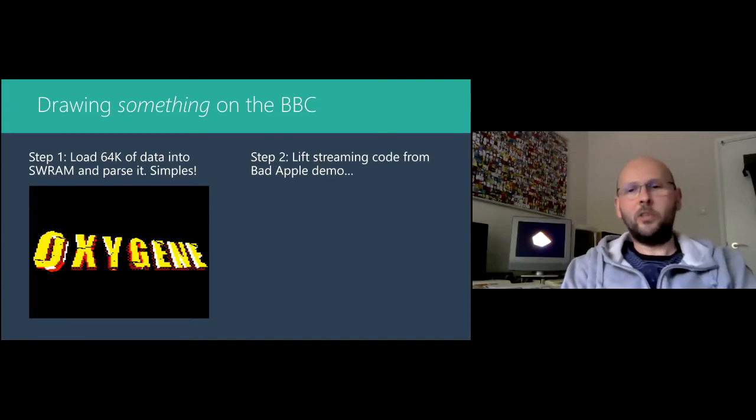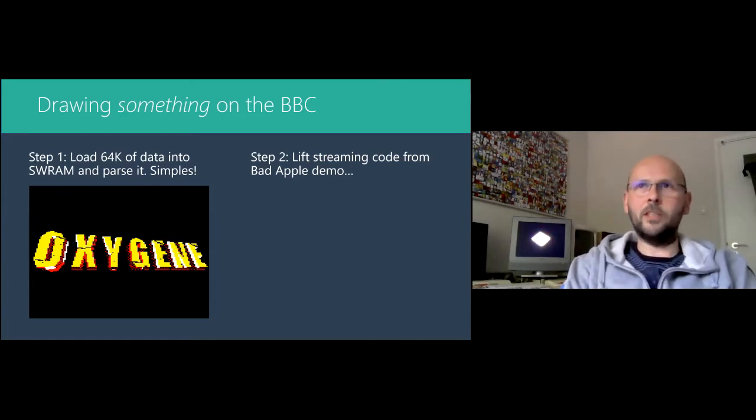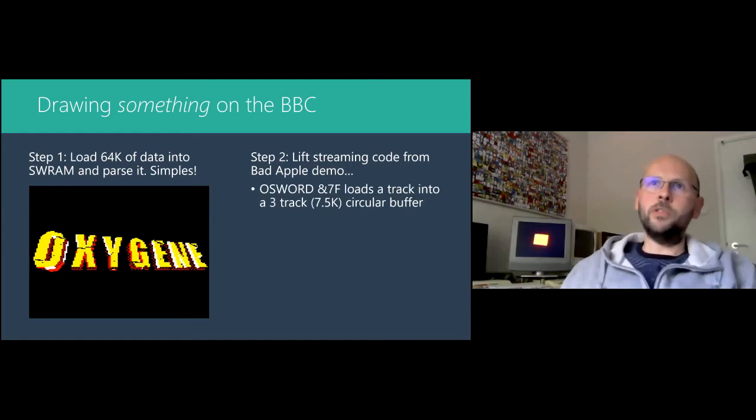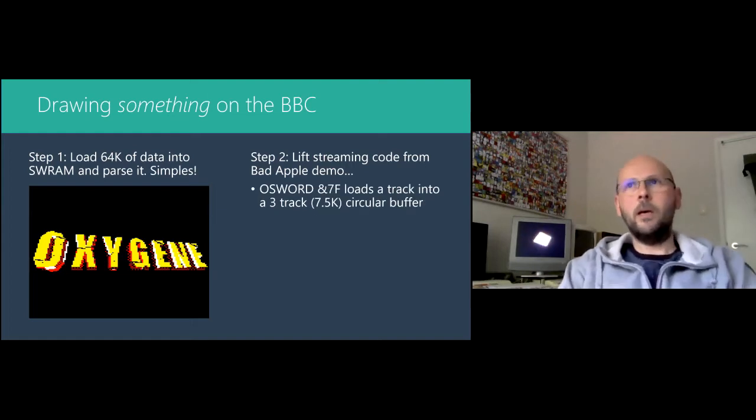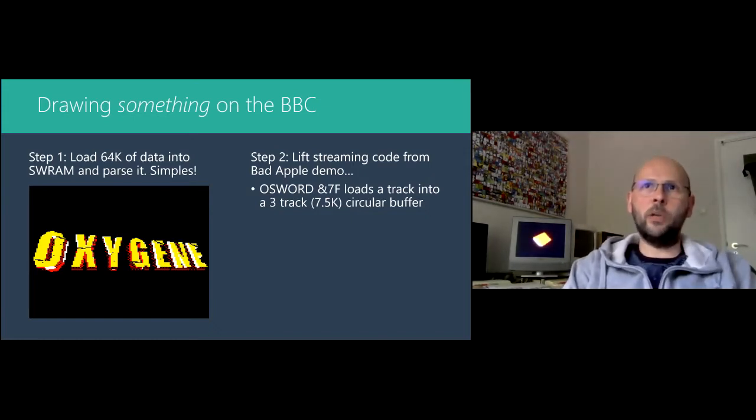So we need to stream the data. Thankfully, I'd already done a streaming demo, which was the Bad Apple demo, which you might remember from a few years ago. And so I can lift the streaming code from that, and hopefully it'll just work. So the streaming uses OSWORD &7F. That loads a track at a time, so you load 10 sectors, 2.5K. We've got 3 tracks in a circular buffer, so we've got 7.5K of buffers for loading in the data.